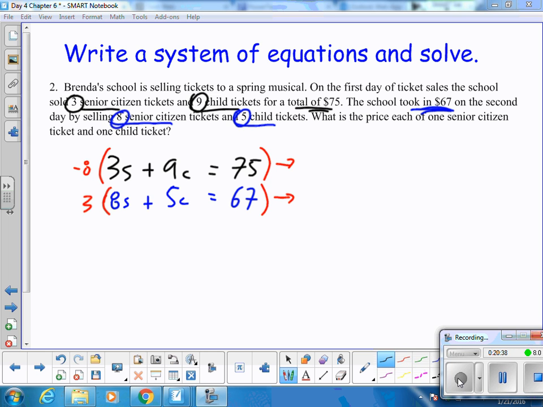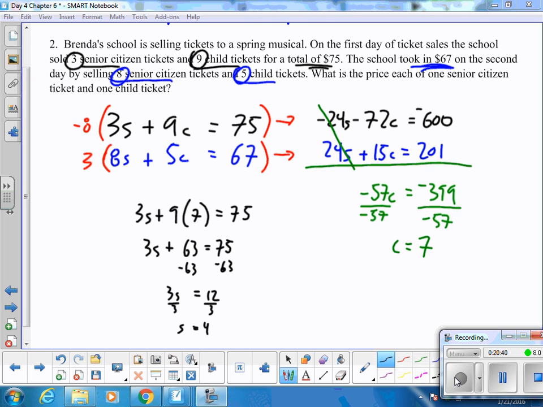I'm going to press pause. All right, let's take a look. I changed both my equations to cancel out the S's. And I ended up with some big numbers, but that's okay. Here's an error I made before. I lost track of this guy right here, that negative. So I ended up with some really funky numbers, which made me go back and look at my work. And when I found that was negative, I ended up with negative 399. And that ended up being the cost of the child's ticket being $7. And that means the senior citizen is $4 for that one.